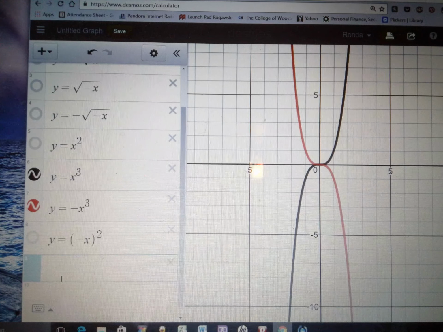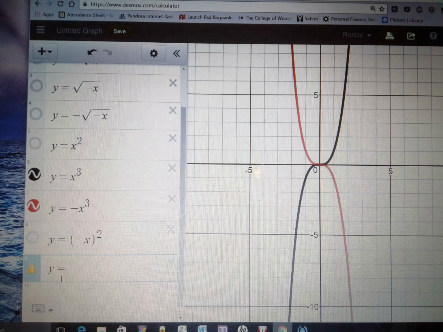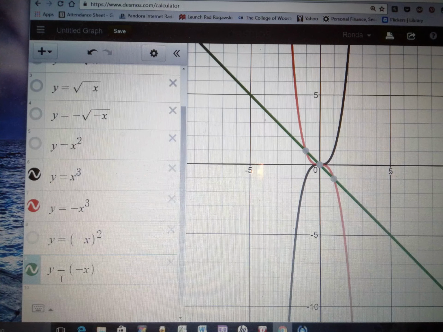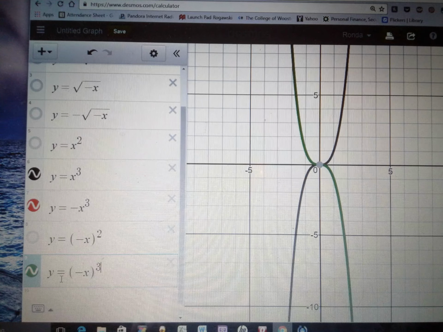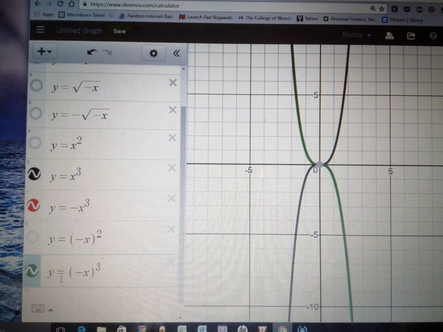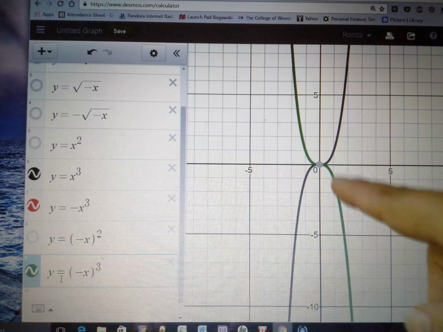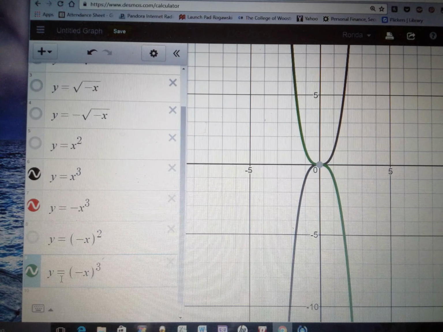If I put y equals and I try to reflect it across y, so that means I would plug in negative x in my set of parentheses, cubed, then I have the exact same graph as my original reflection across x. The green, right, the red one turned green. So this is the new reflection.